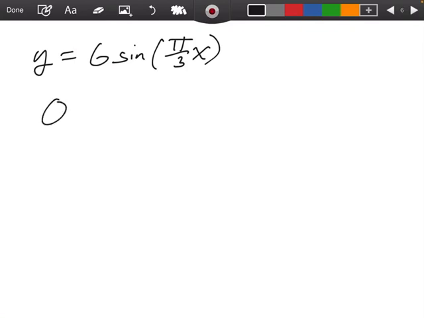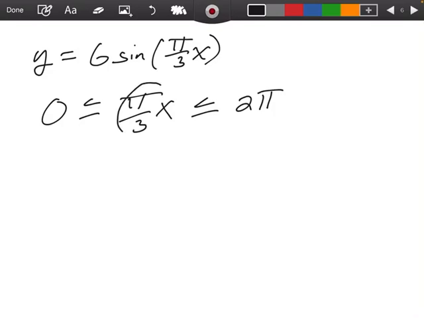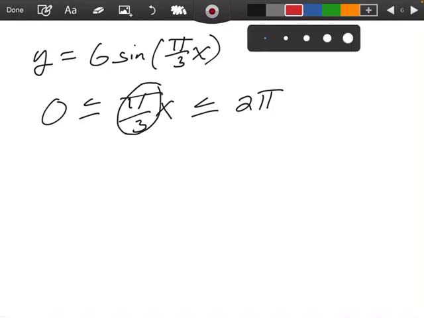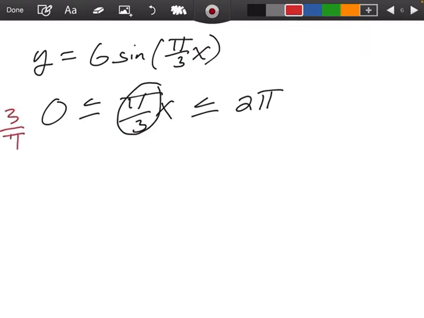Okay, so remember, I'm going to find my first point and my last point by solving this inequality. And just like we were doing yesterday in class, what I'm going to do here is get rid of this guy by multiplying it by the reciprocal. So the reciprocal of pi over 3 is going to be 3 over pi. And I'm going to do that all the way across. So 3 over pi times 0, that's still going to give me 0. And these 3's will cancel, and those pi's will cancel.